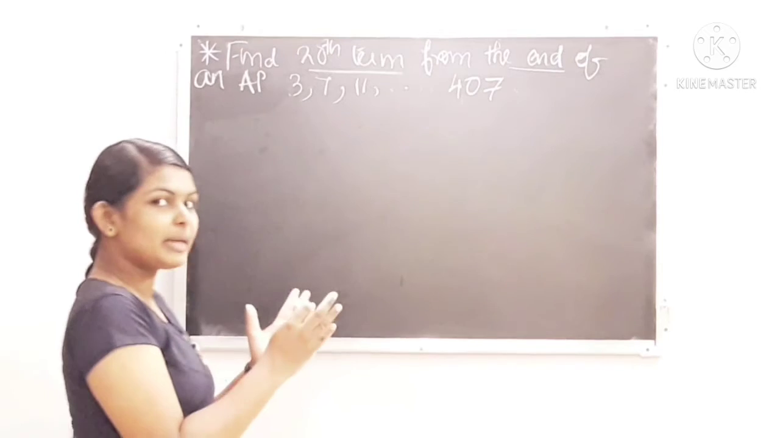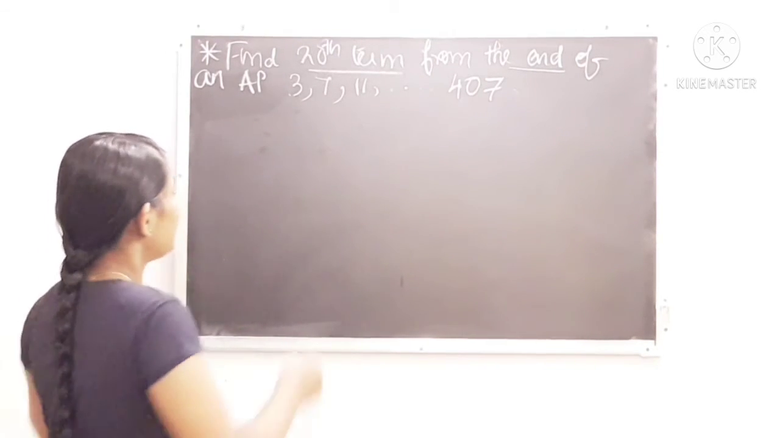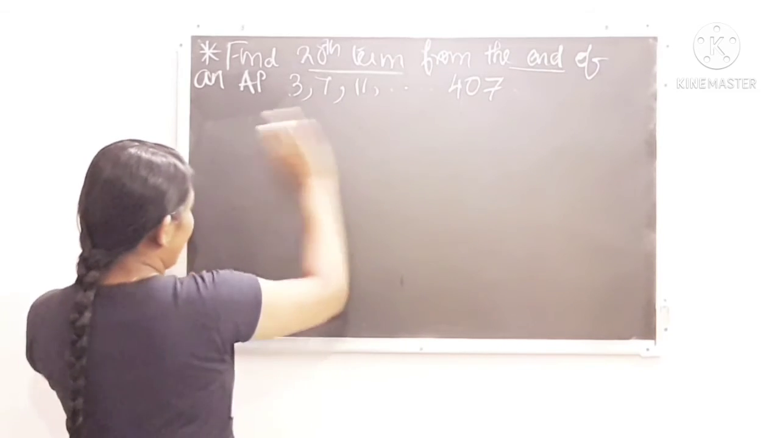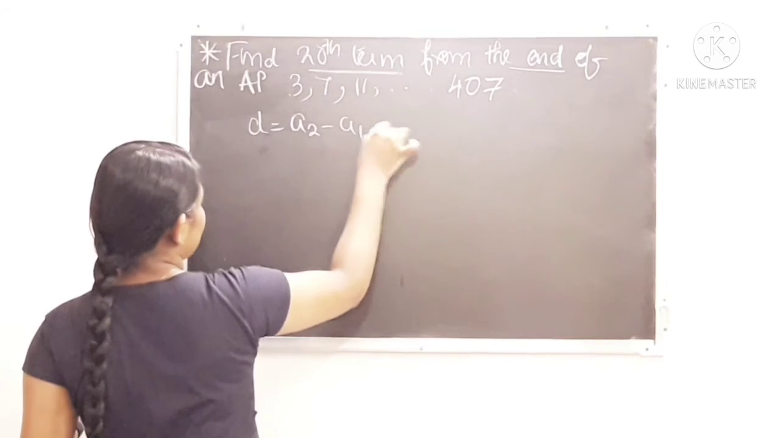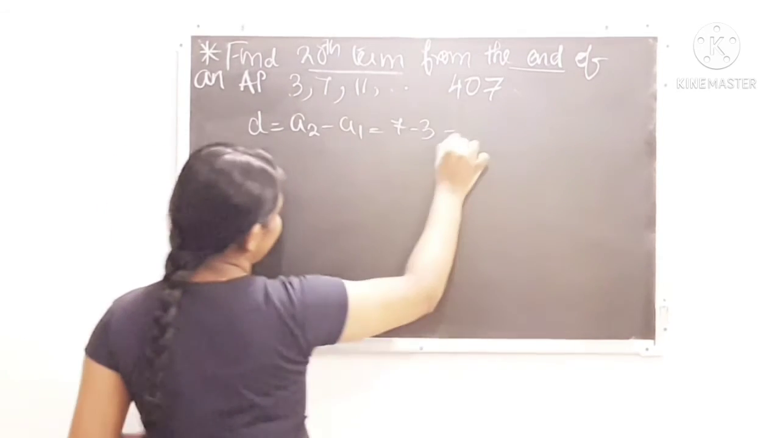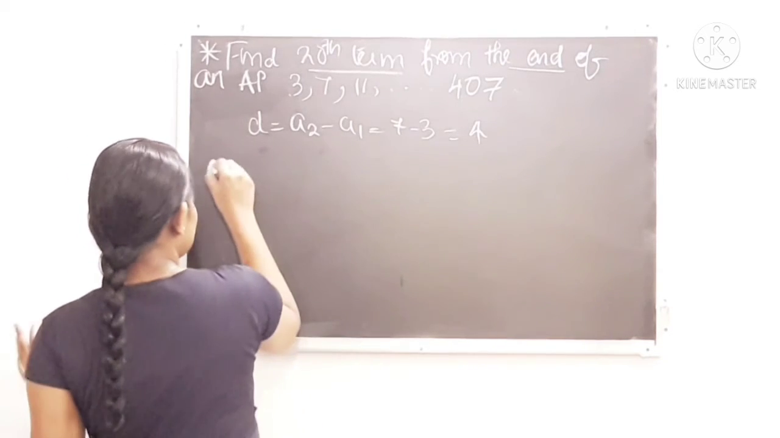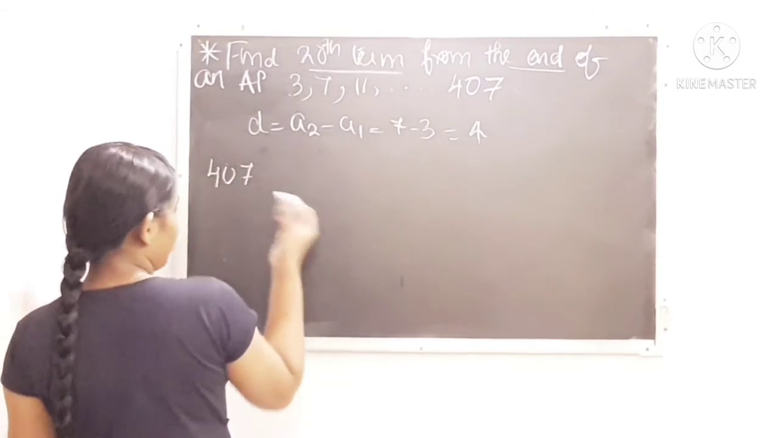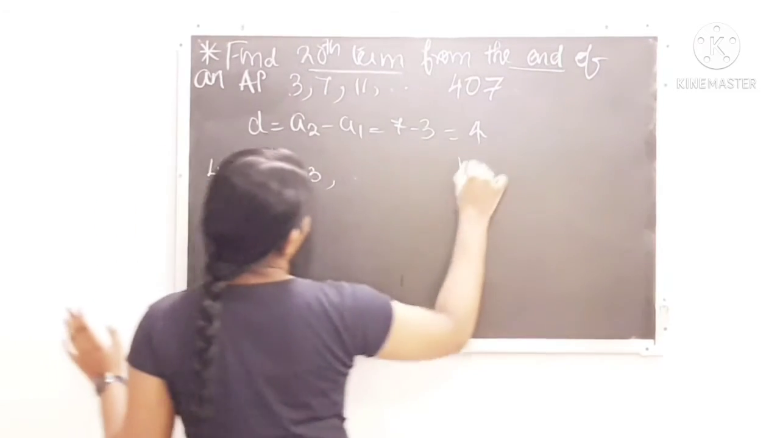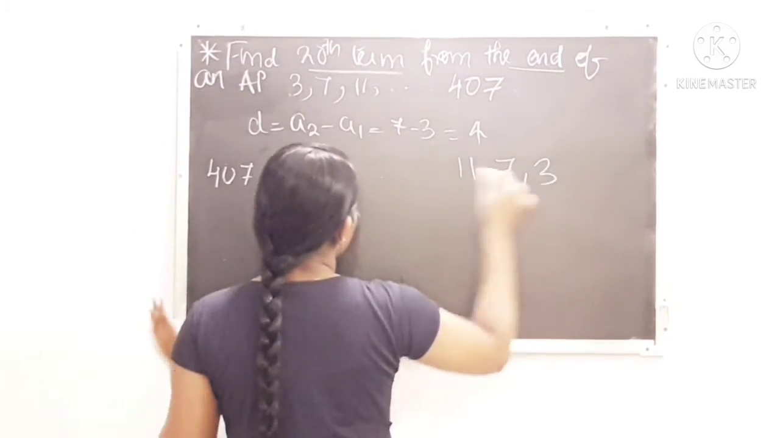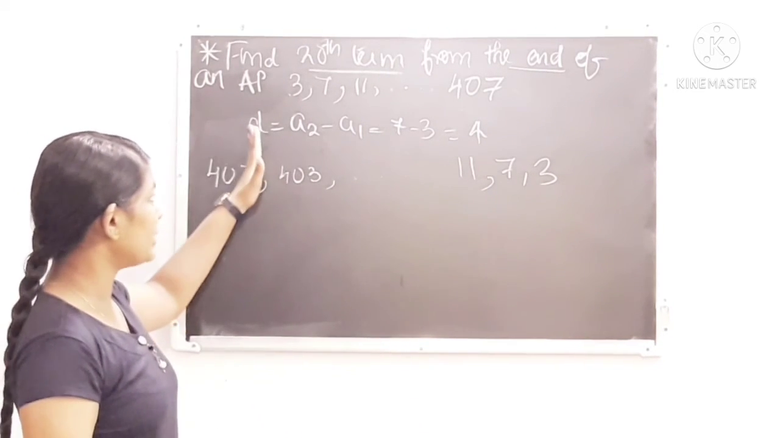Now, for the end term we have to reverse this AP. This AP has a common difference. This common difference is equal to a2 minus a1, and that is equal to 7 minus 3, which is equal to 4. Now, the common difference is minus 4. First term 407. So minus 4, which is equal to 403. Okay, then 11, 7, 3. Then I will reverse the AP. Okay, now in the reversed AP the common difference will be negative.